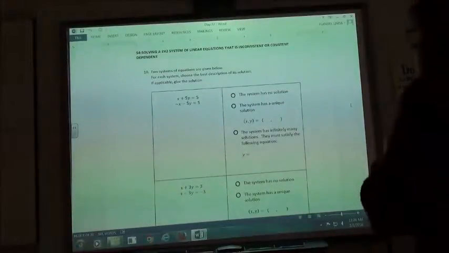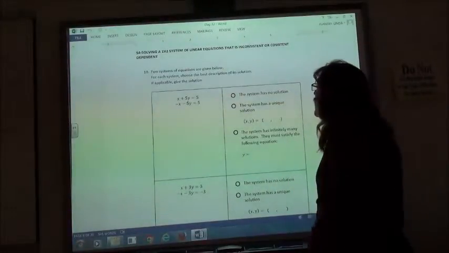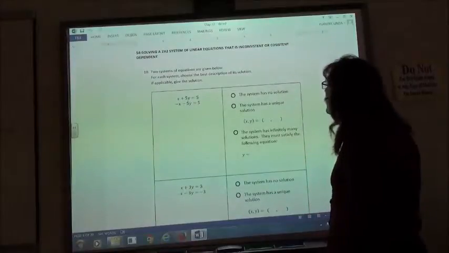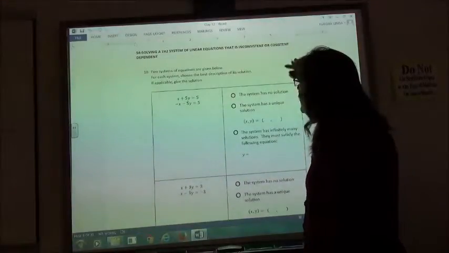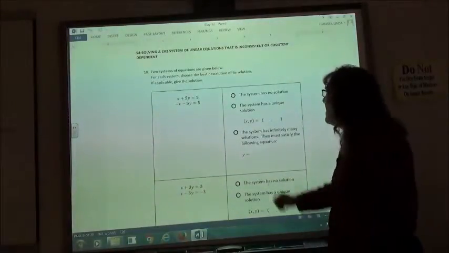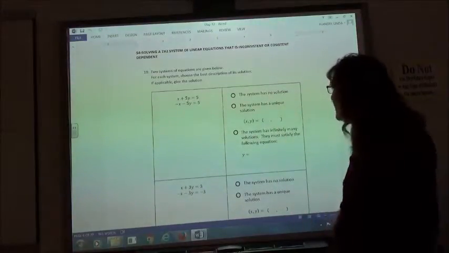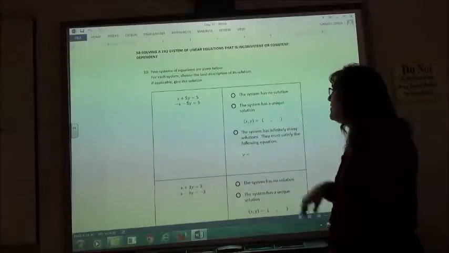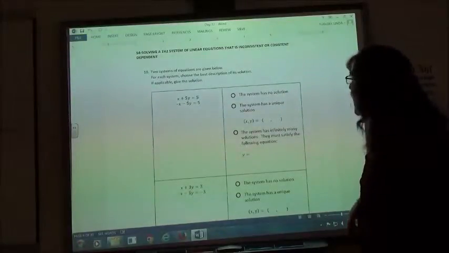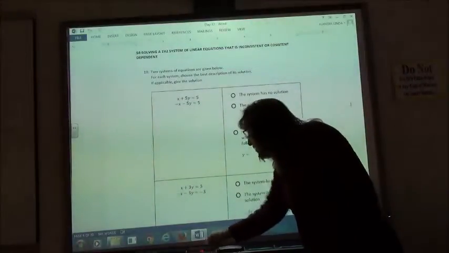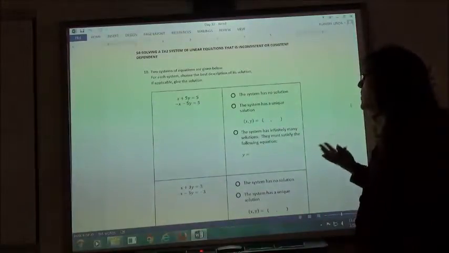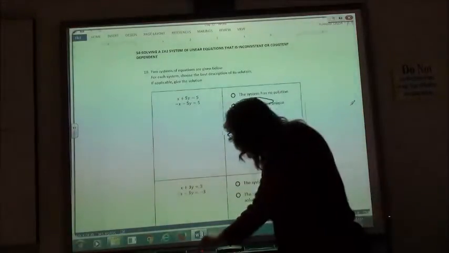Problems 10, 11, and 12 involve solving 2 by 2 systems of equations that could be inconsistent, or consistent dependent. In other words, either they have no solution or they're one line right on top of the other line. We also will have some that have a unique solution. We're going to solve these like we did the ones with the elimination method.